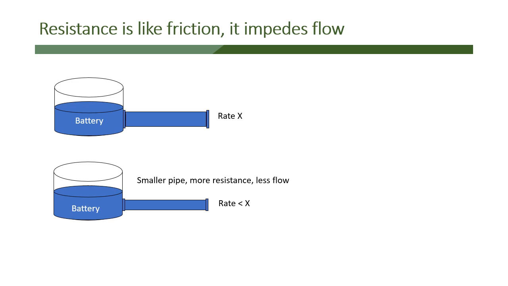And so here we have the battery, and the battery is represented by a water tank with a certain level of water in it, which means it has a certain water pressure exerted by that level of water. And we have a pipe. We're going to call the rate of flow of that pipe X. Now, if we have the same amount of water in the tank and we put a smaller pipe in, it makes sense that we're going to have more resistance to flow, and therefore we're going to have less flow, so the rate will be less than X. So the smaller and smaller the pipe we make, the more resistance there is to flow, and therefore the less flow that we'll have out of it.